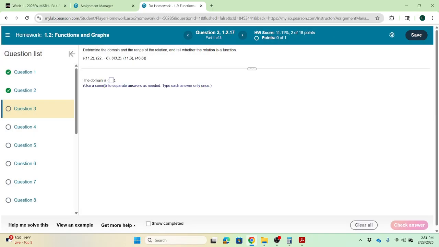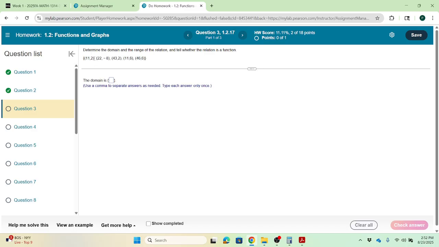Sometimes you might have a problem like this. It's a list of ordered pairs. You just try to see if the input is repeated, like (11, 2), (22, -8), (43, 2), (11, 6). Look, 11 gives you 2 and 11 gives you 6. So for the same input there are two outputs. So this is not a function.